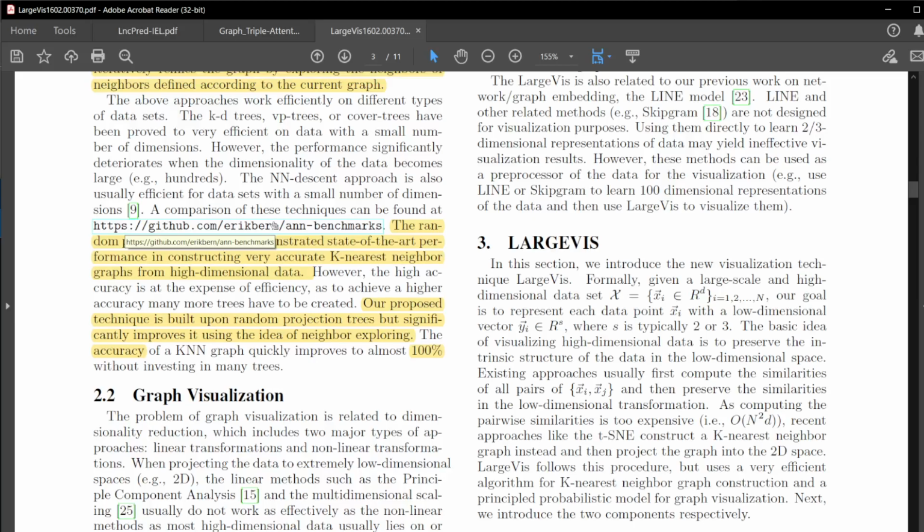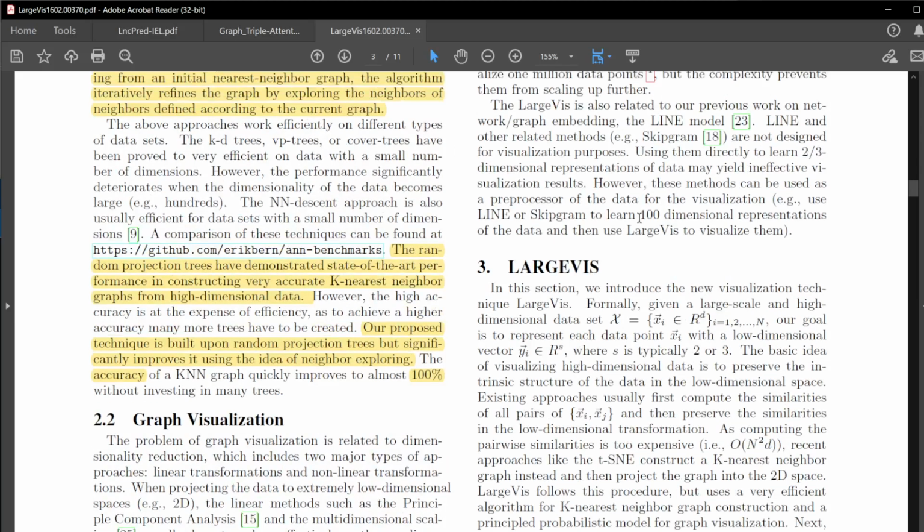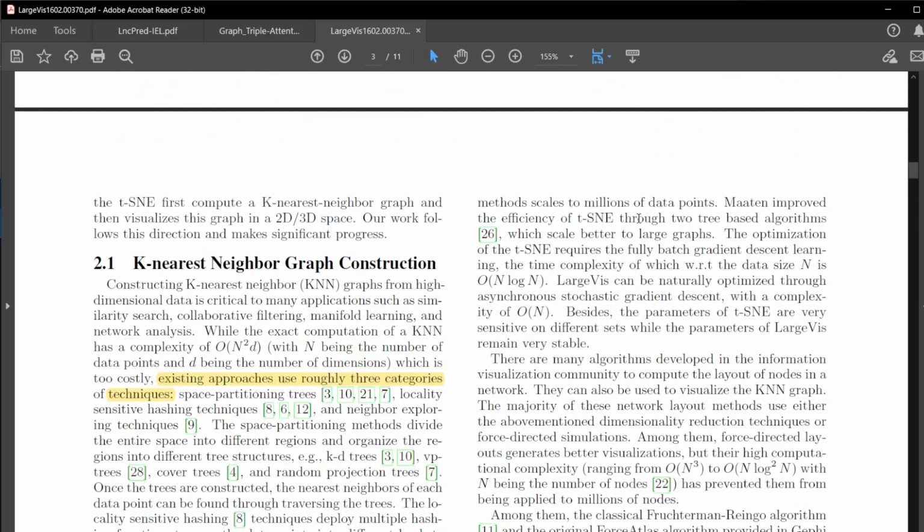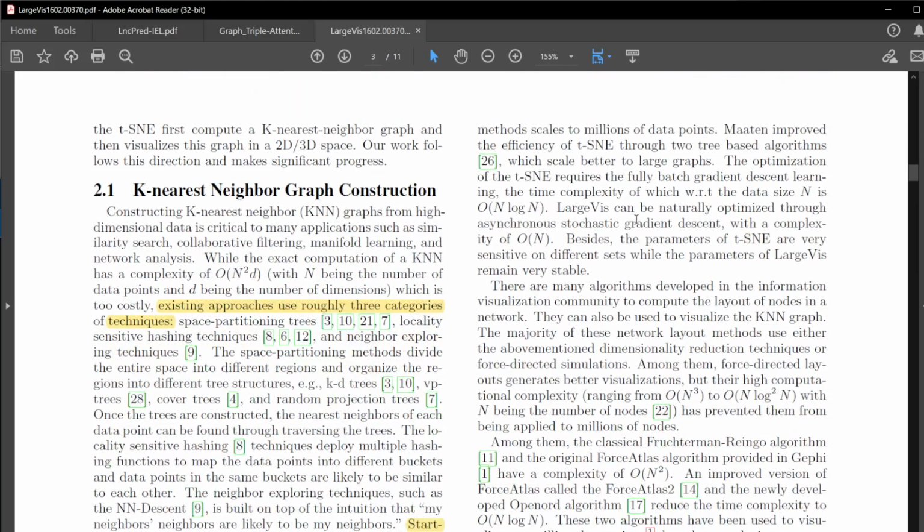The optimization of the t-SNE requires the fully batch gradient descent learning, the time complexity of which with respect to the data size n is O(n log n). LargeVis can be naturally optimized through asynchronous stochastic gradient descent, with a complexity of O(n). Besides, the parameters of t-SNE are very sensitive on different data sets while the parameters of LargeVis remain very stable.